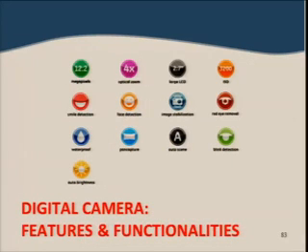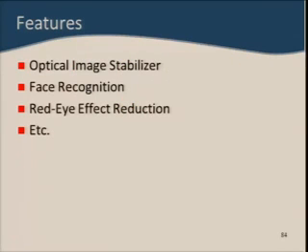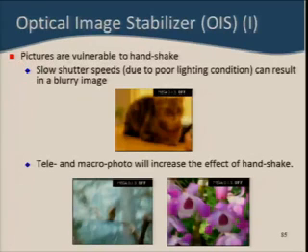Okay, so next we are going to look at some of the functionalities of a digital camera. In particular, there are a few we are going to look at: optical image stabilizer, face recognition, and red eye effect correction. Some of you have probably heard about these before. The first one is the optical image stabilizer, short form OIS. OIS is a relatively standard feature nowadays in most digital cameras.